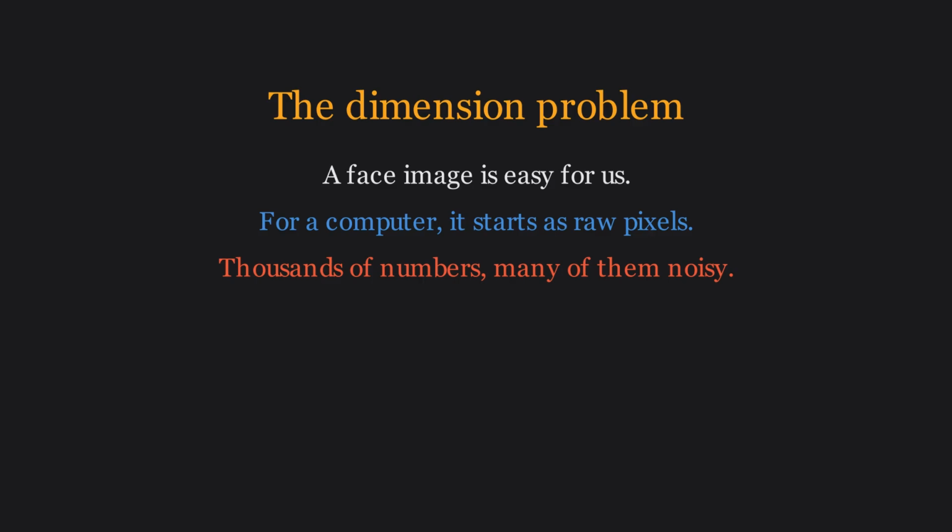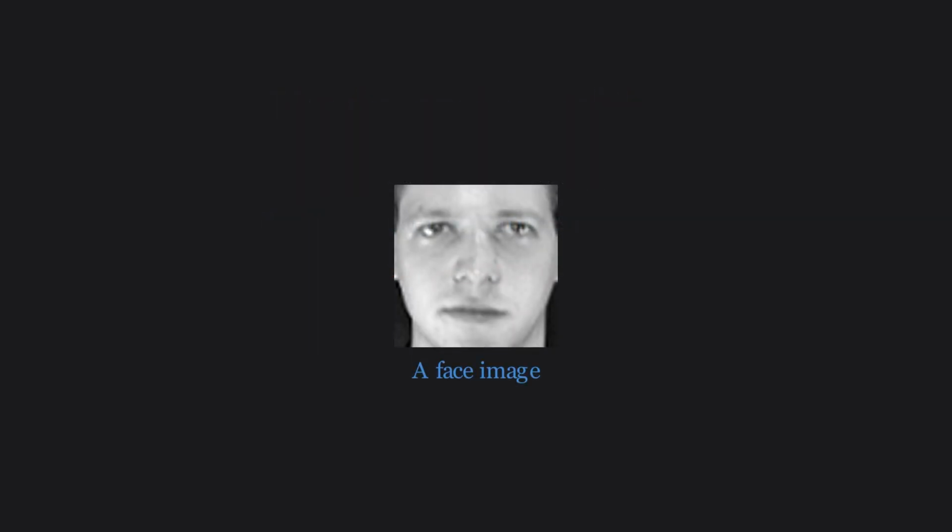Here is a face. Or rather, here is what a computer sees when it looks at a face. A grid. Each cell holds a single number, its grayscale brightness. 0 is black. 255 is white. Everything between is a shade of gray.